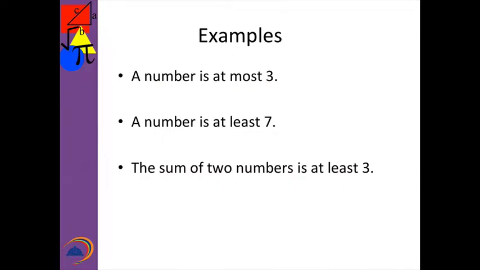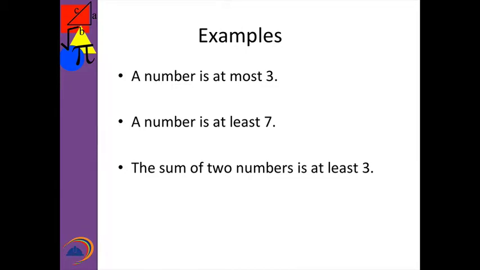Welcome back. All right, we have three examples. A number is at most 3, a number is at least 7, and the sum of two numbers is at least 3. So what I need you to do is translate these English sentences into math sentences. Pause the video, and I'll meet you back here in a minute.